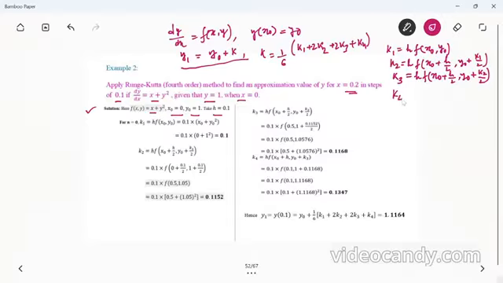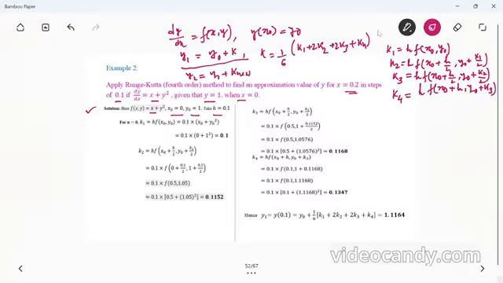k4 equals h f of x0 plus h, y0 plus k3. So we can calculate k1 easily if we have to find out the value of y1. So we will calculate in these steps, and we will get the answer. But if we have to find out the value of y2, y2 will be y1 plus k.